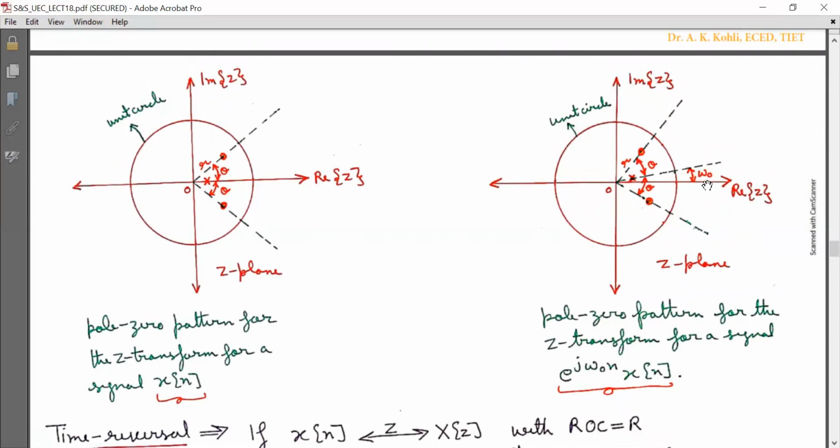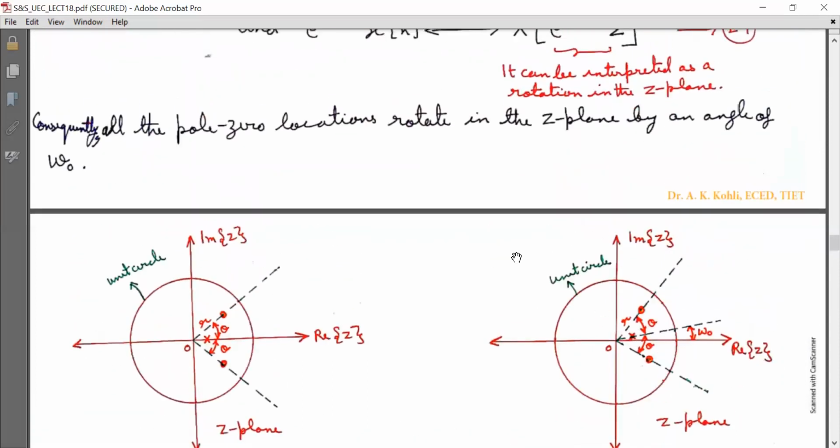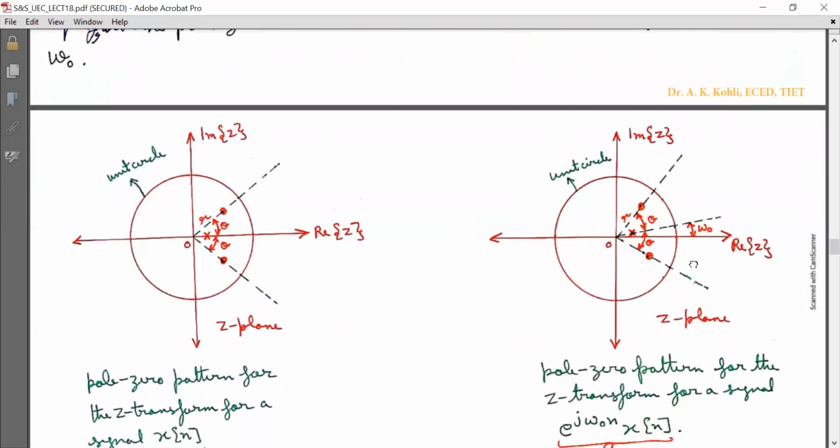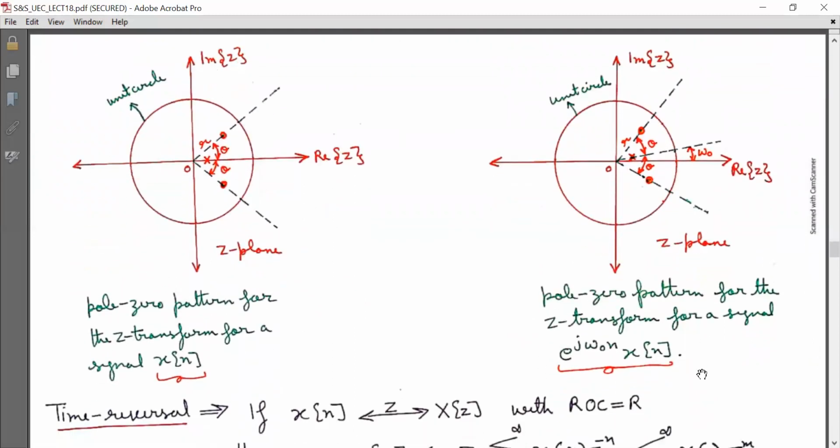Now look at the rotation. This forms the angle omega naught, and clearly all the pole and zero locations rotate in the Z plane by an angle of omega naught as shown in this pole zero diagram in the Z plane. So rotation is very clear in the pole zero diagram by an angle omega naught.